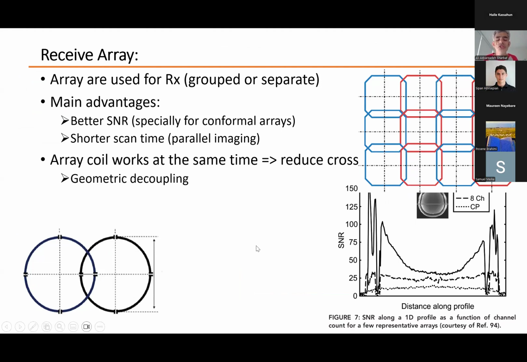One way is to use geometric decoupling. What does it mean? When two adjacent loops have a certain amount of overlap, it can be shown that these two loops are actually decoupled. There's a very small coupling between these two loops. If they get farther away from each other, or if they get closer to each other, the coupling increases. So there is a certain point at which we have the minimum coupling.